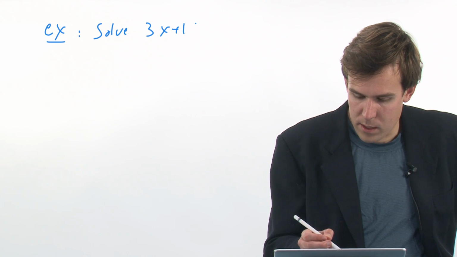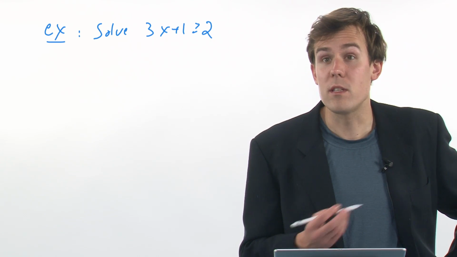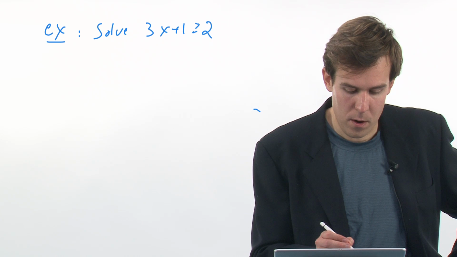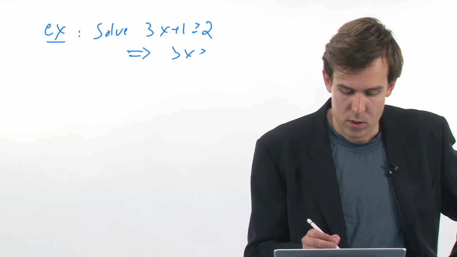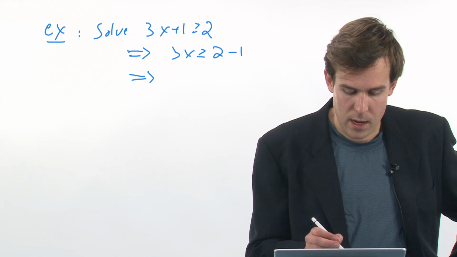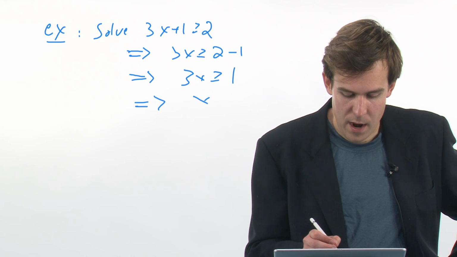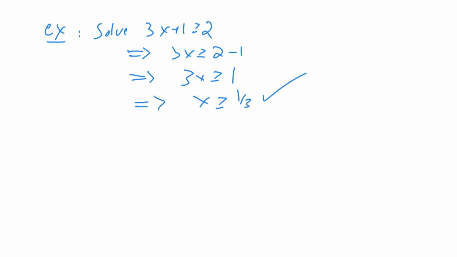3x plus 1 is greater than or equal to 2. Let's start with this as a warm-up. So I want to solve this inequality. I'll play the same sort of algebraic games I had before. So I'll say that 3x should be greater than or equal to 2 minus 1, i.e. 3x is greater than or equal to 1, so that x should be greater than or equal to 1/3. Fairly straightforward, I think.